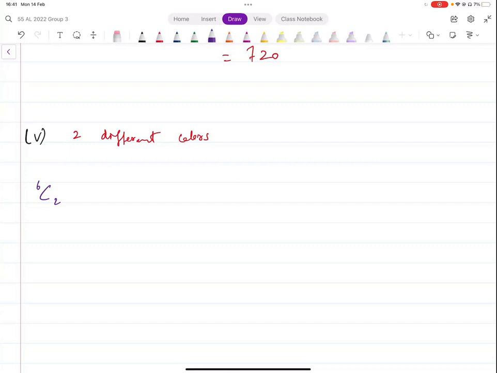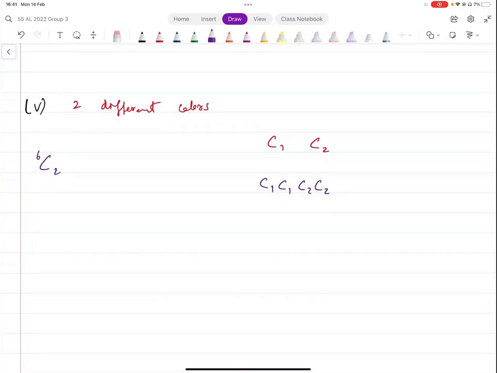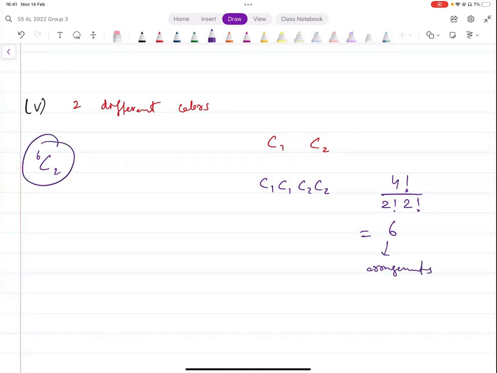Now when there are two colors and both of them are coming twice, it's pretty clear. Let's say you have two colors, one is C1 and the other is C2. It's going to be like this: C1, C1, and C2, C2. Both are repeated once. So what's the total number of arrangements for this? 4 factorial is the total arrangement without repetitions. But then you've got the colors repeated, 2 factorial and 2 factorial. This turns out to be 24 over 4, and that is 6. There are 6 arrangements for each possible color selection.